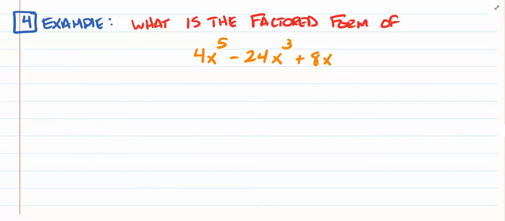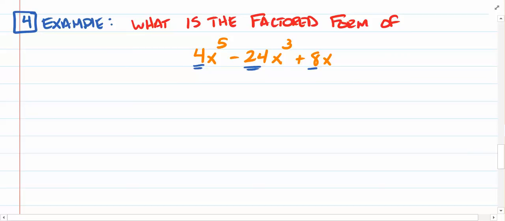Box number 4 is another example. It says, what is the factored form of the polynomial 4x to the fifth minus 24x to the third plus 8x? So again, look at your numbers first. 4, 24, and 8. What's the most you can pull out of each one? Well, you can definitely pull a 4 out. Then I have x to the fifth, x to the third, and an x, so I can pull an x out of each of them equally. Now sometimes I use brackets, everybody. That doesn't mean anything different. It's the same as a parenthesis.